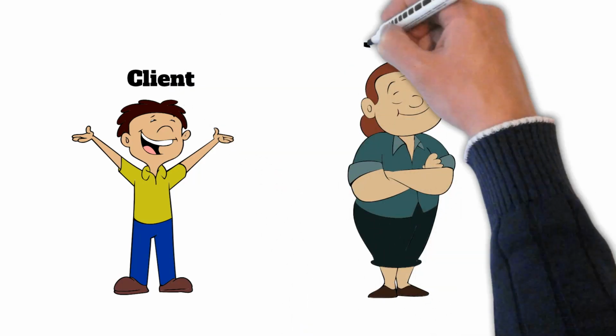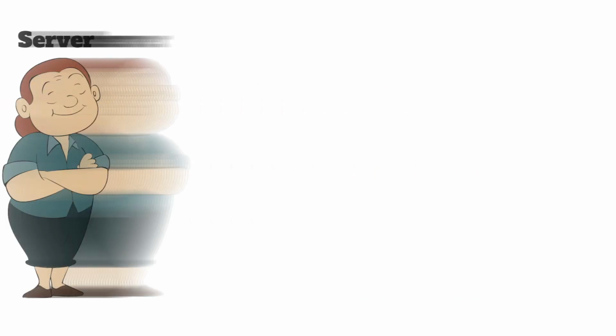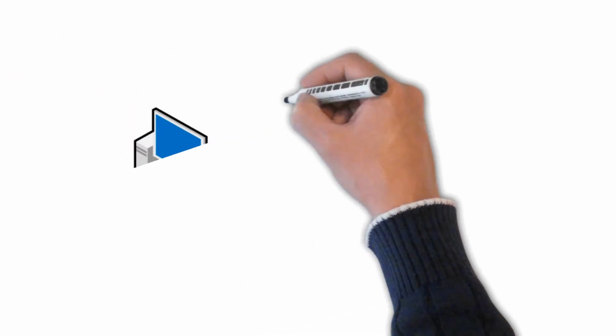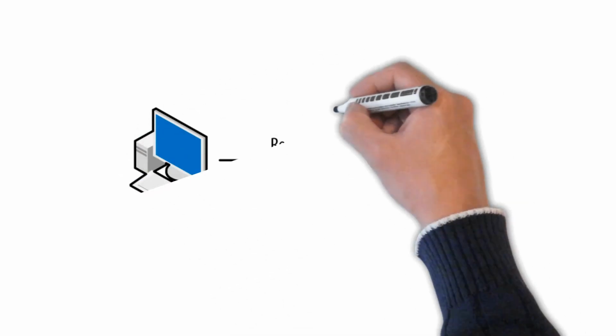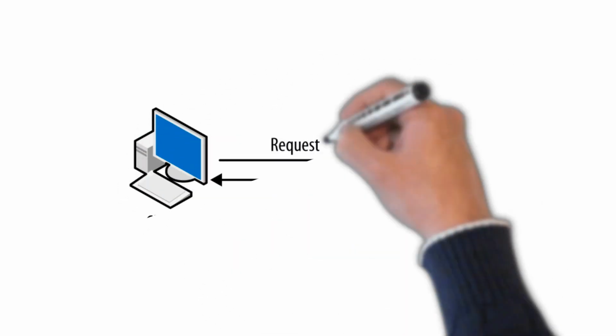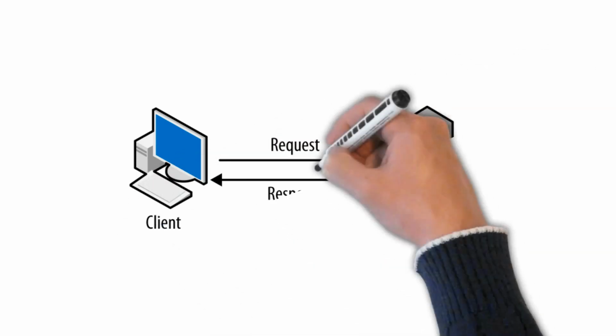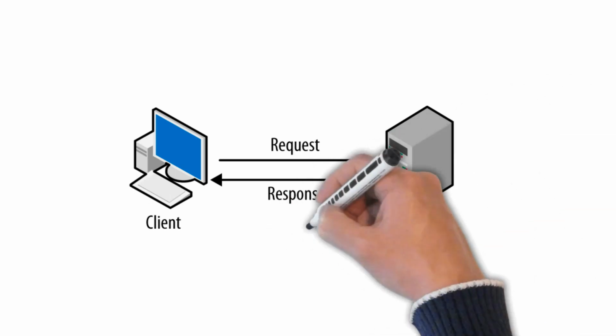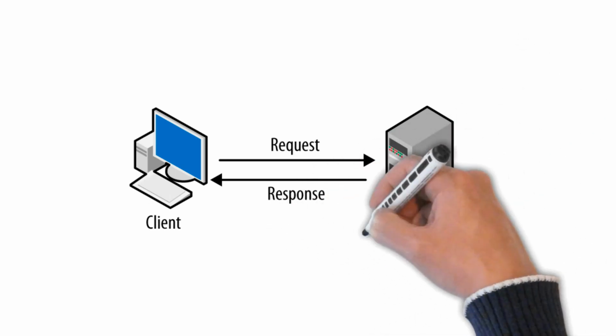So what exactly is the client server model? The client server model is a design, or you can think of it as a design pattern, by which modern systems interact with each other. It consists of a client requesting data or service from a server, and the server provides data or service to clients by listening to their requests.